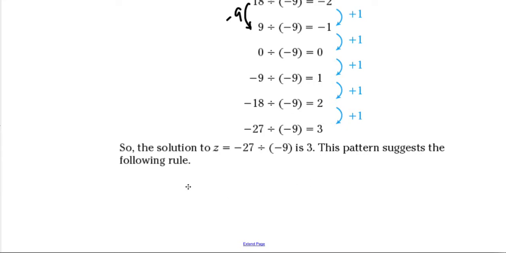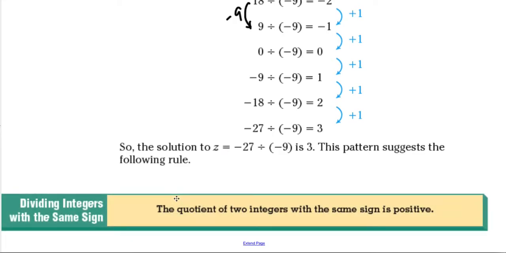This pattern suggests the following rule, very similar to multiplication: the quotient of two integers with the same sign is positive. Just like multiplication, the product of two integers with the same sign is positive. So you can actually interchange the quotient and product, because they have the same rule.